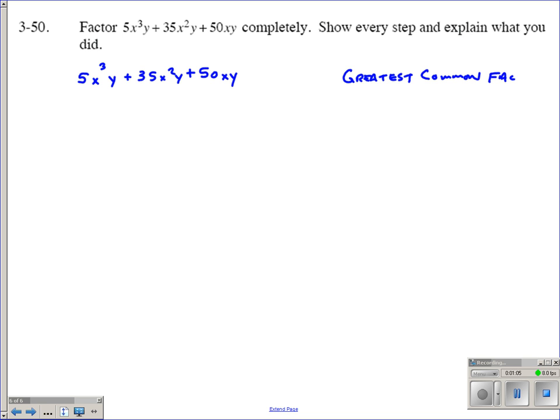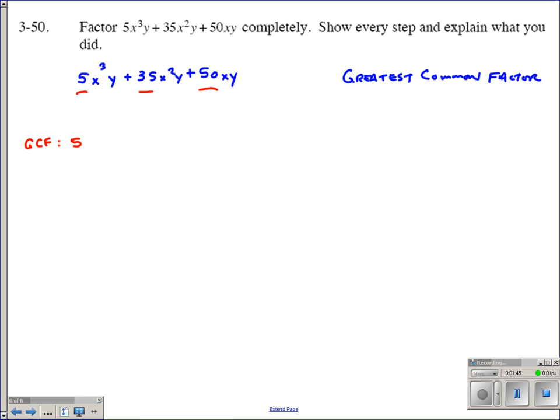As you look at your expression, between the three terms that we have here, remember our terms are the ones that are separated by either addition or subtraction signs, in this case both addition signs. We have 5x to the third y, 35x squared y, and 50xy. In each of these, if we look at our numerals first, what factor do 5, 35, and 50 all have in common? In this case, 5 goes into each of those.